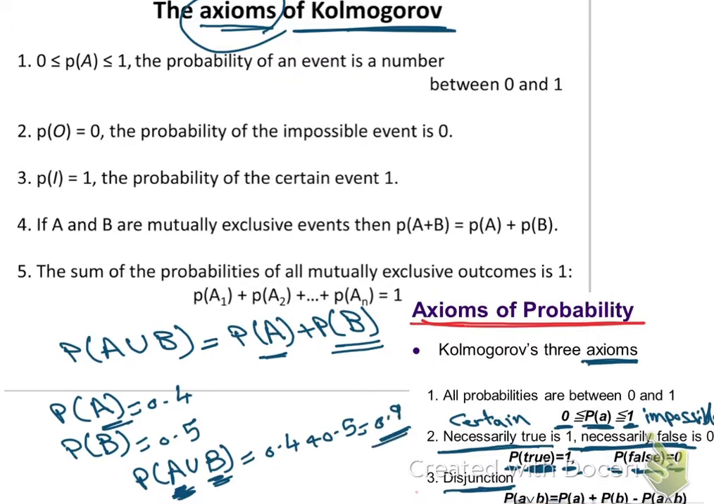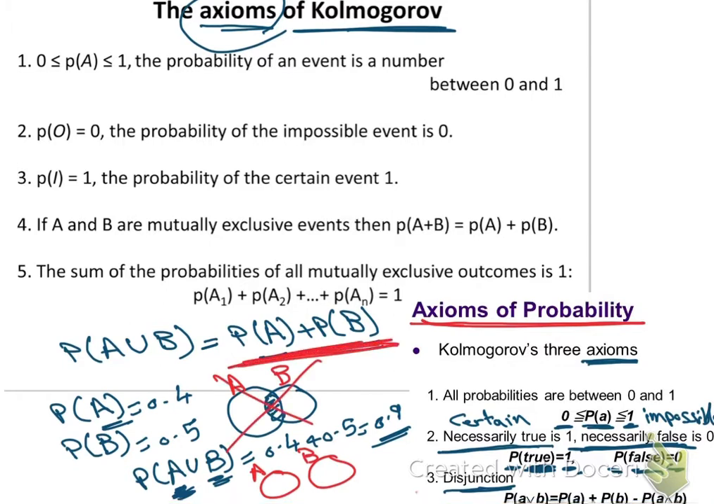But we said this is subject to there being no intersection between them. There should be disjoint events. Disjoint means that A is here and B is here, separate. If they intersect, it will not be true, and we cannot use the probability of A plus the probability of B. If they are disjoint, it will be true.